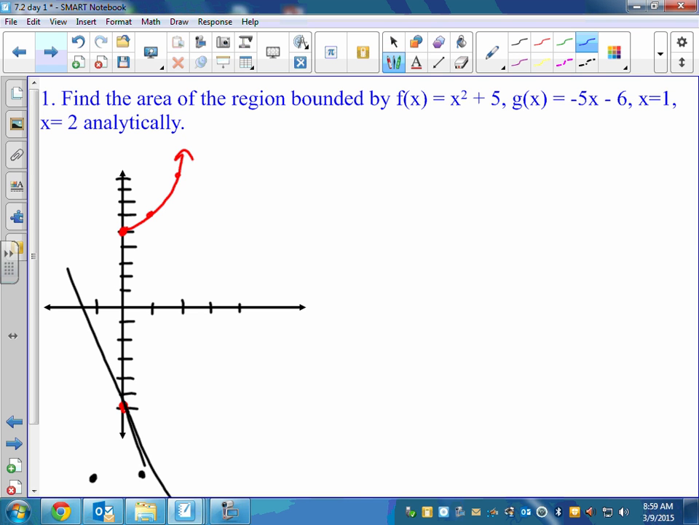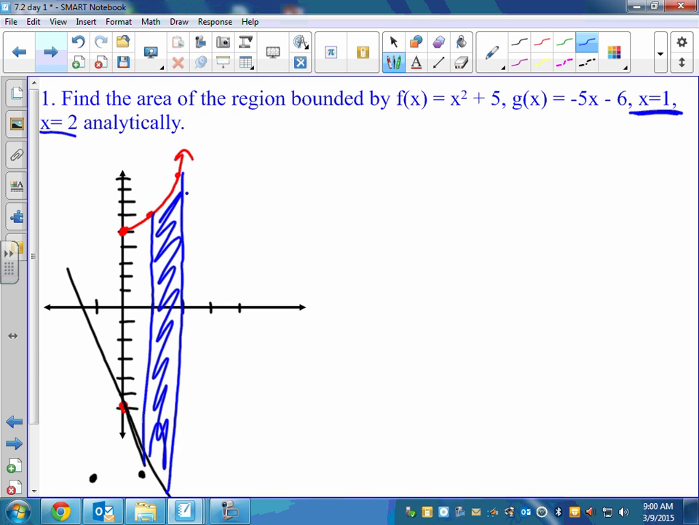So you might say, what am I finding the area of? That's where this part is really important. x equals 1 and x equals 2. This would be the area that I'm finding. Not really, because the top's curvy, right?